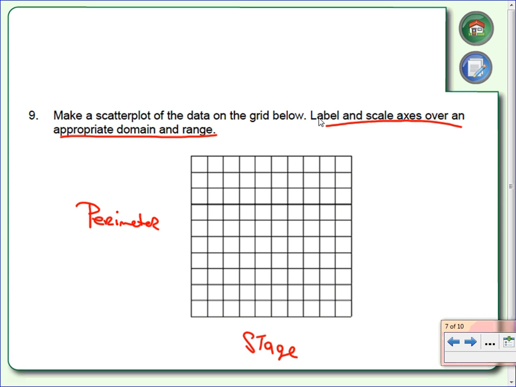Next thing I've got to do is decide what I'm going to count by. Well, if I look at that table again, the biggest stage I had was a 6. So I just need to make sure that I can get all the way to 6. So I can count by ones. It's not going to be a big deal. 1, 2, 3, 4, 5, 6, 7, 8, 9, 10. No big deal.